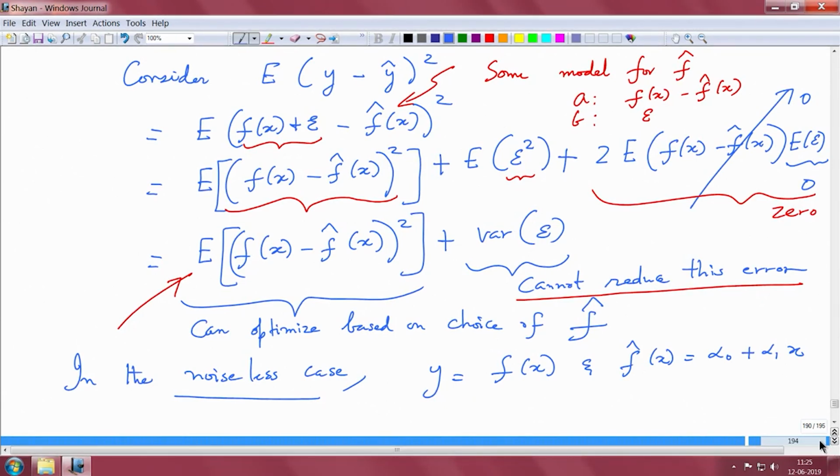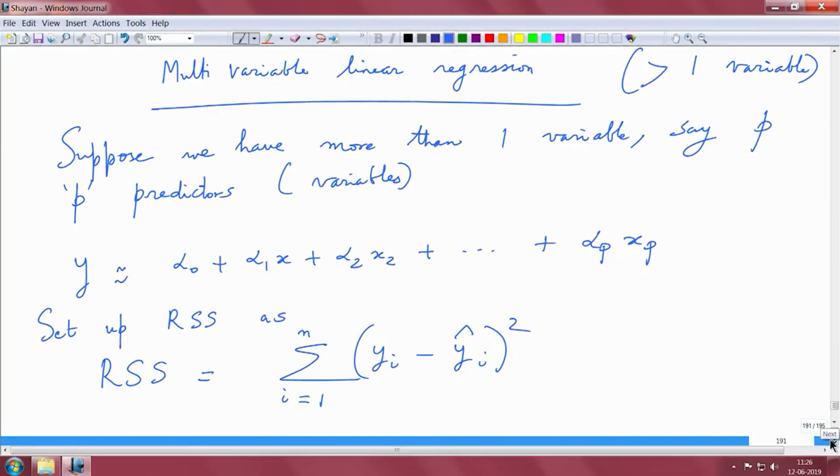Now, having discussed this idea with observation noise for the simple regression case, let us analyze the regression problem over multiple variables, see how this becomes slightly more involved and complicated, and what we can do to simplify these things. Okay. Let us consider the multiple variable linear regression problem, or multivariable linear regression problem. Suppose we have more than one variable, say p predictors.